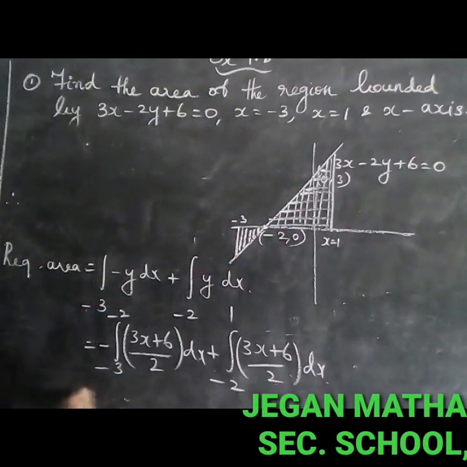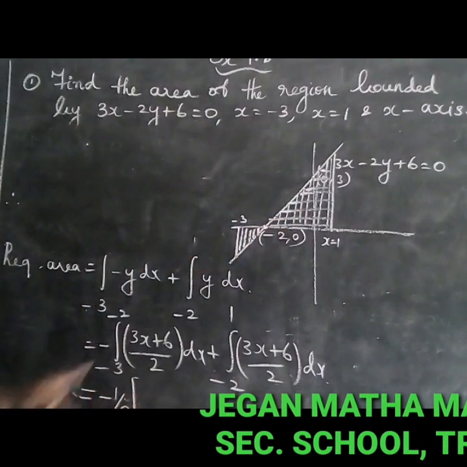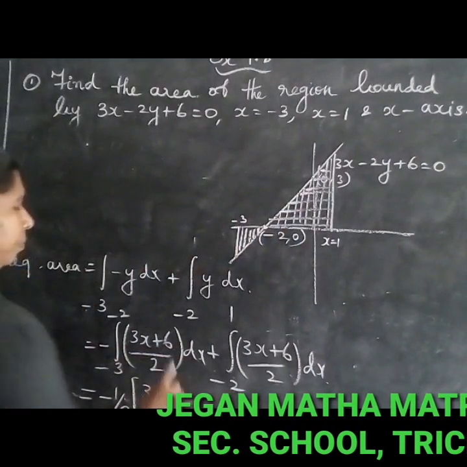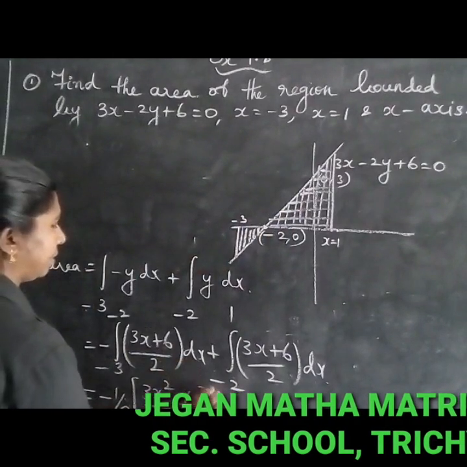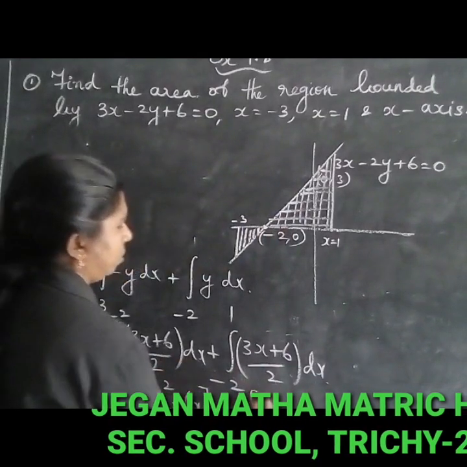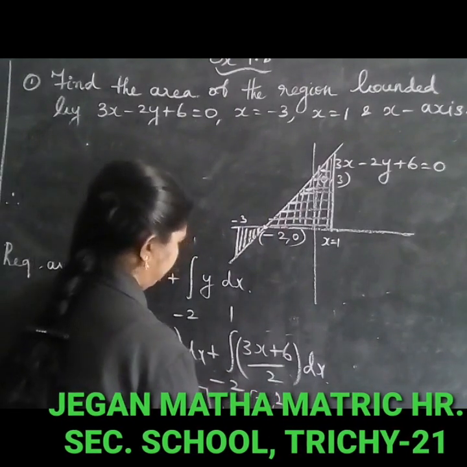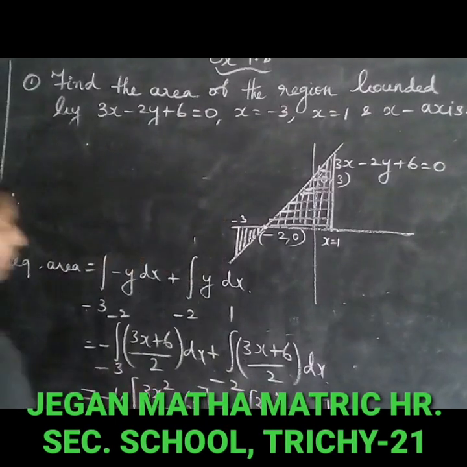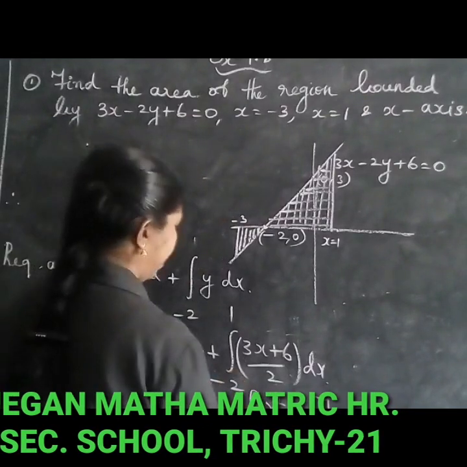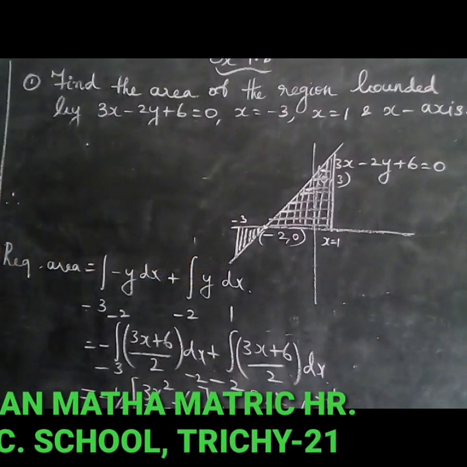One more step we can write here: minus, this 1 by 2 as a constant you can take out. When we are integrating 3x dx, this is 3x square by 2, and 6 dx gives 6x. Second one, plus 1 by 2 into 3x square by 2 plus 6x. The limit for the first one is minus 3 to minus 2, and for the second expression the limit is minus 2 to 1. Now we have to substitute the limit.